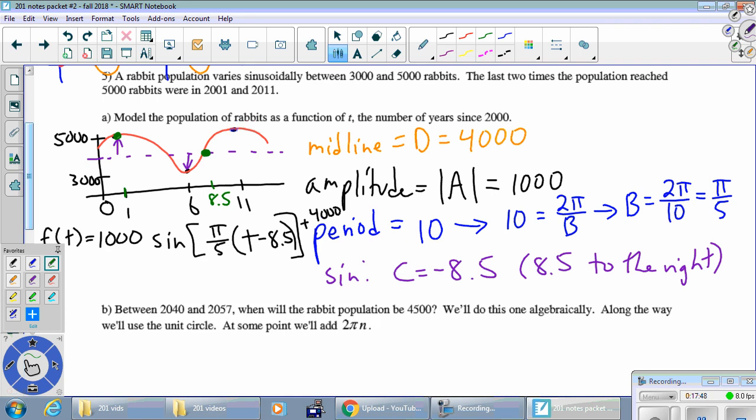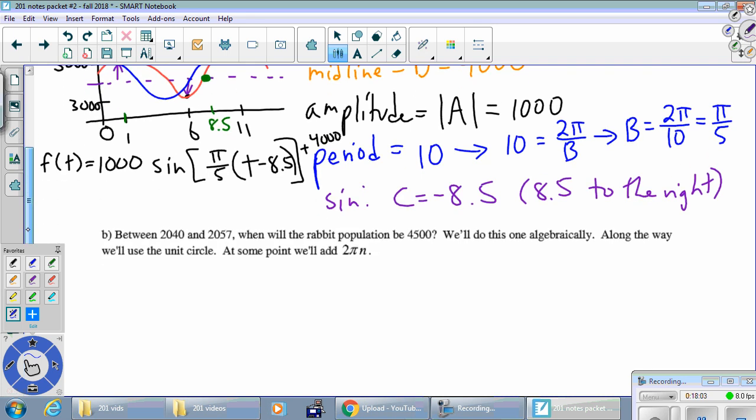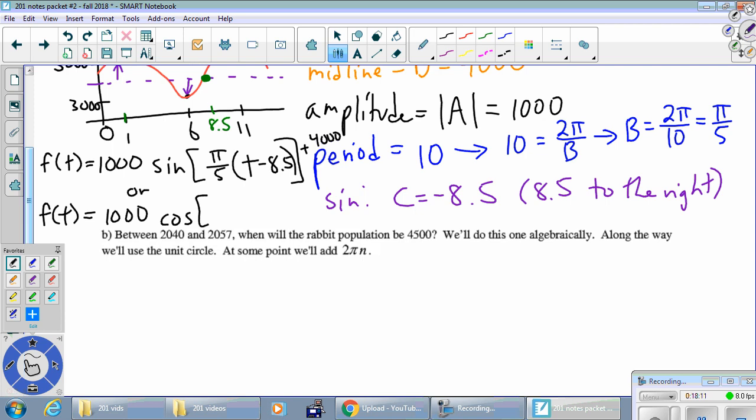And so our normal cosine curve would start at the top and go down. And we're trying to take that normal unaffected cosine curve and shift it 1 unit to the right. And so again, we need that to be a negative 1 for c in order to shift to the right. So I'll say or f of t equals 1,000 cosine pi over 5 t, and then we said minus 1, shift it 1 unit to the right, plus 4,000.